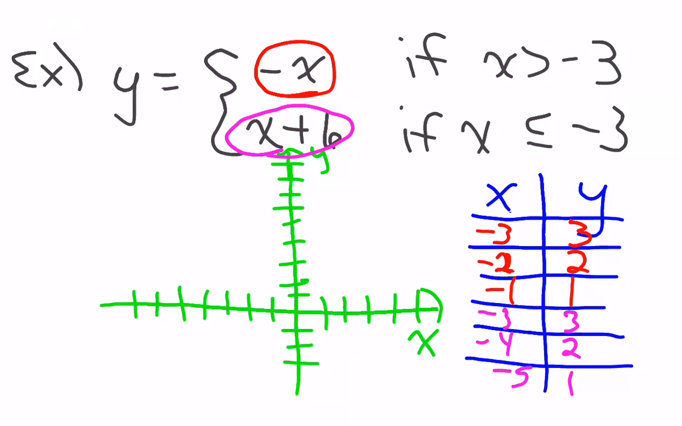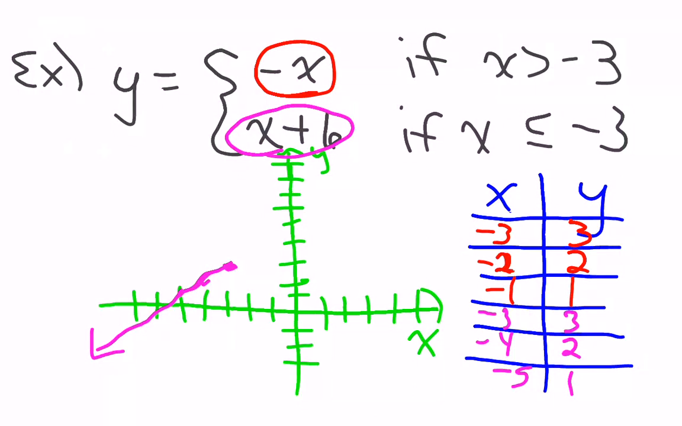Okay, how do I graph this? Well, let's start with the one we just did. We're going to plot negative 3, 3. And because this has an equal sign, it will have a closed circle there. Negative 4, 2, so right here. And negative 5, 1 here. And of course it keeps going on towards the negative x's. So this one looks something like this.